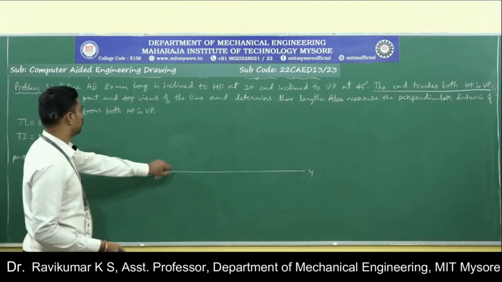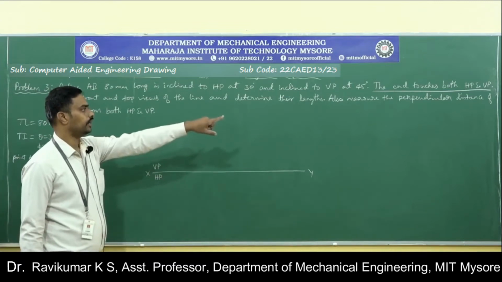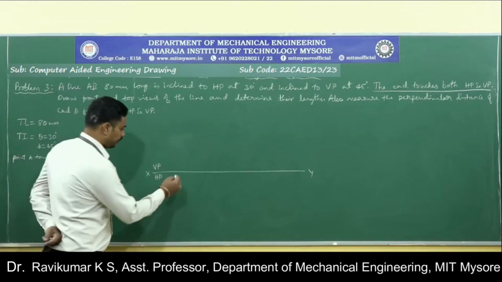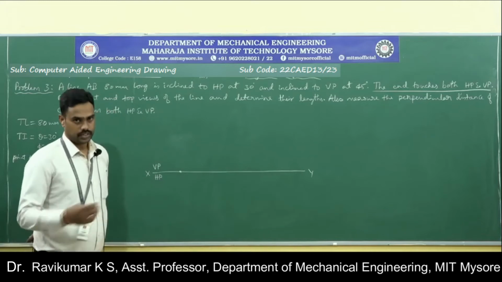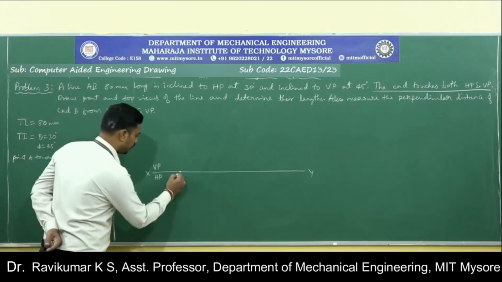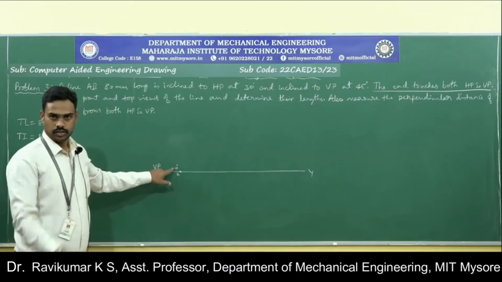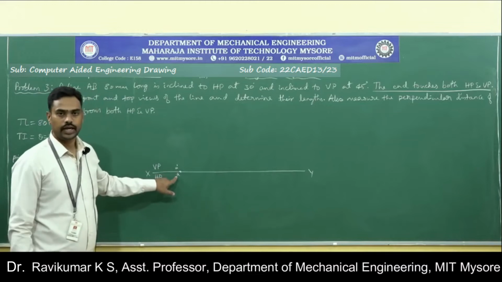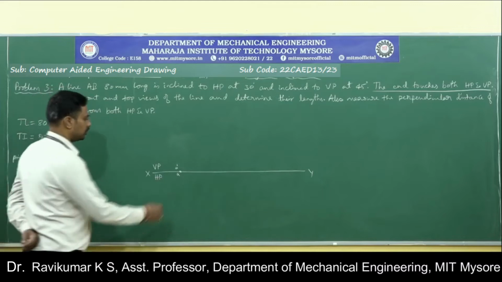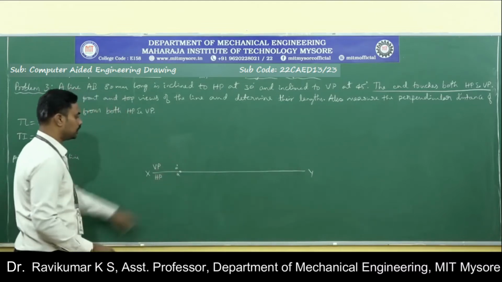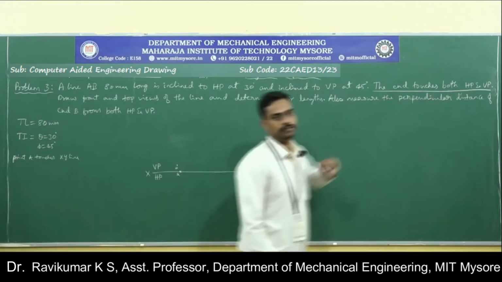Here since the coordinates of A or B is not given, and since the information is given like the end touches both HP and VP, I will start with this point only. So this point will be the top view as well as front view of point A. So I will write A here and A dash here. If I write A dash, it is the front view. If I write A, it is the top view. So the problem will start with this point only. So this point is the point which touches both HP and VP.